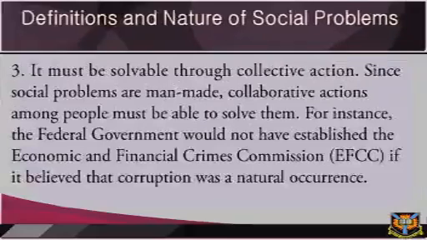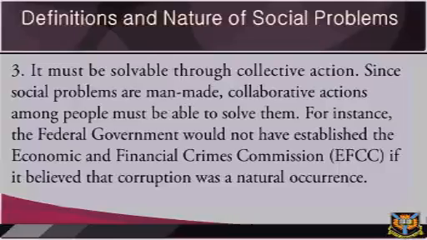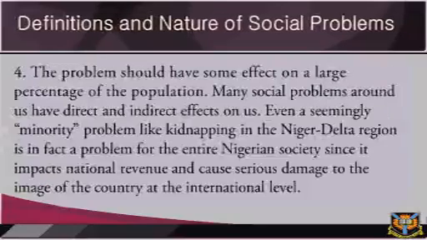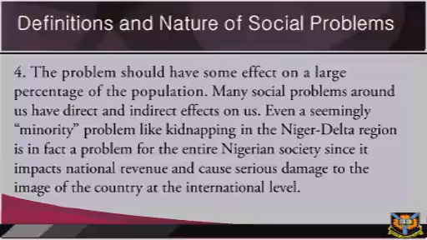It must be solvable through collective action. Since social problems are man-made, collaborative actions among people must be able to solve them. For instance, the federal government would not have established the Economic and Financial Crimes Commission (EFCC) if it believed that corruption was a natural occurrence. The problem should have some effects on a large percentage of the population.